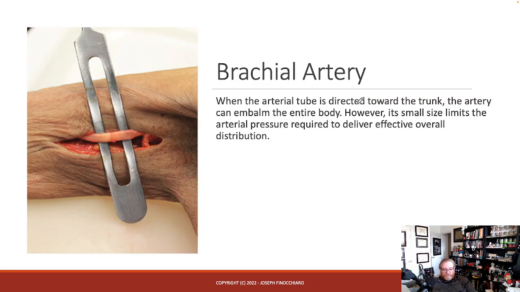When the arterial tube is directed towards the trunk, the artery can embalm the entire body. Again, we're in the arm, we're shooting it towards the torso. All this is going to embalm, given enough time. If you go the other direction, you're doing a hand.